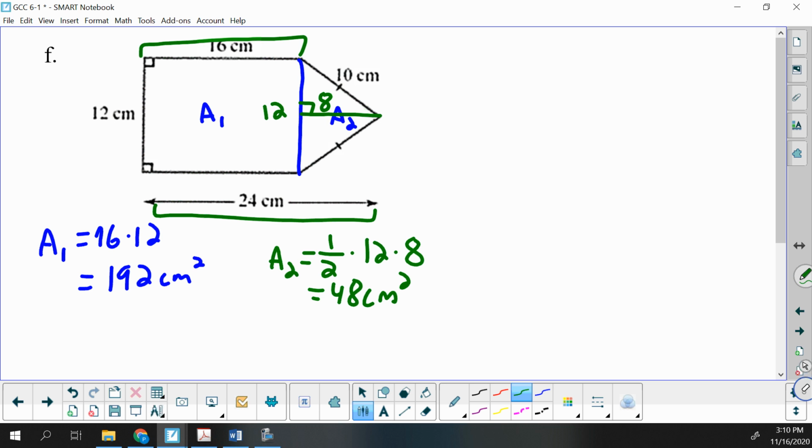Well, now we want to find the total area, so we'll just add those together. If you add our 192 and our 48, that'll just give us 240 centimeters squared. So the idea of composite areas is split it into areas that we have a formula for.